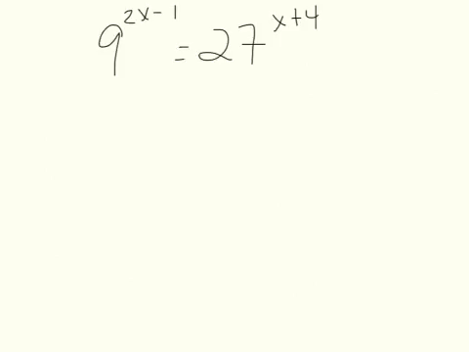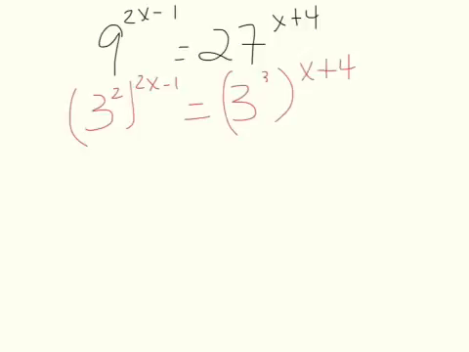So look at this last example and see if you can figure out what to do here. 9 to the 2x minus 1 equals 27 to the x plus 4. So I'll go through and explain it. The bases aren't the same. I can't turn 27 into 9 squared or 9 cubed or anything like that. So I have to change both of them so their bases are the same. So I'm going to change 9 into 3 squared and 27 into 3 cubed. So 9 becomes 3 squared, but it's still raised to the power of 2x minus 1. 27 becomes 3 cubed, but it's still raised to the power of x plus 4.